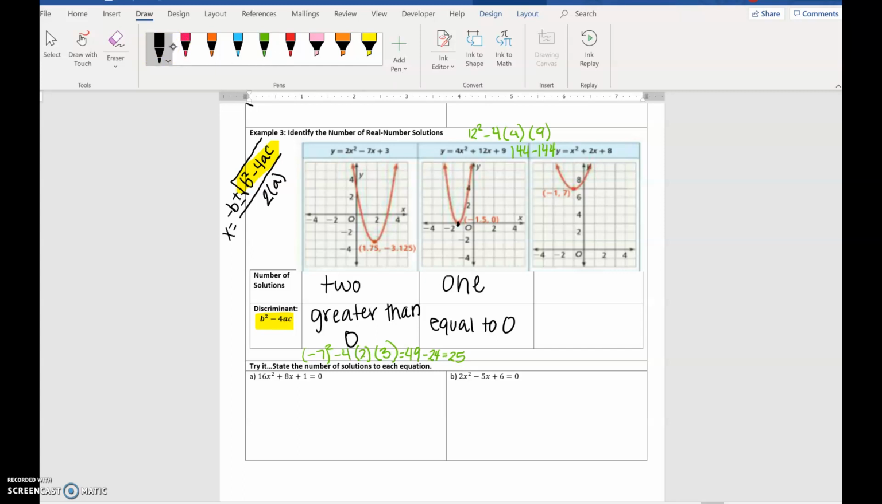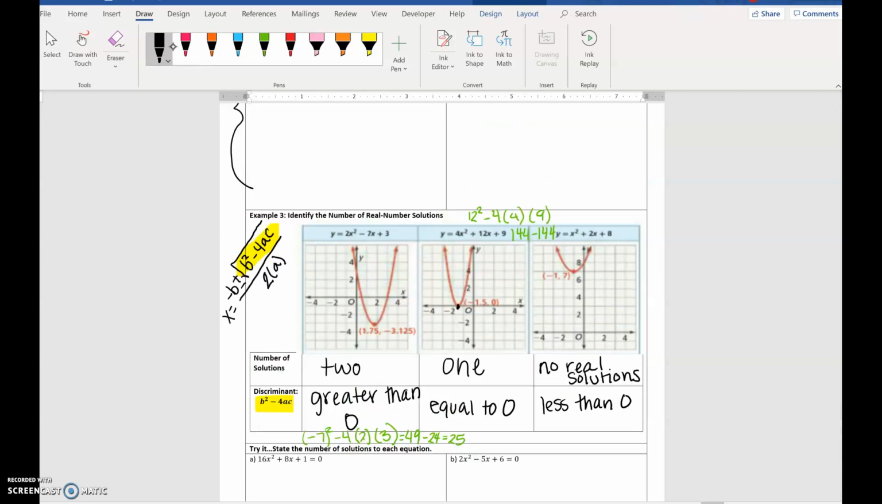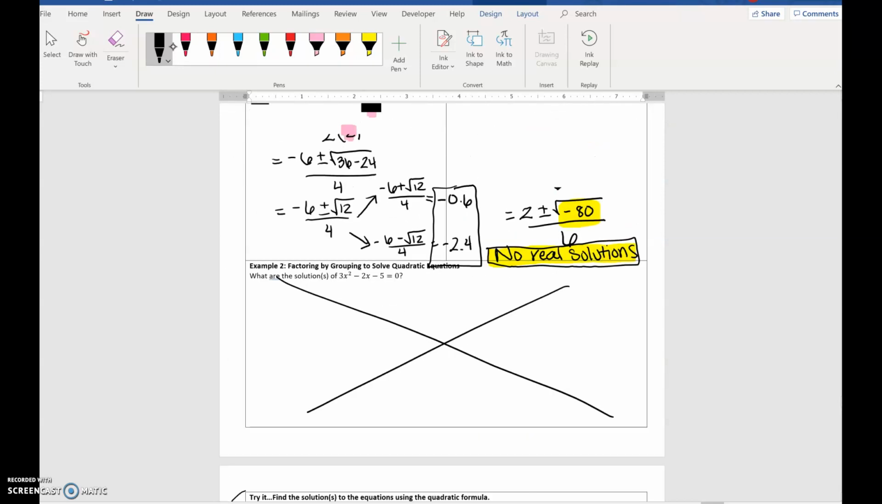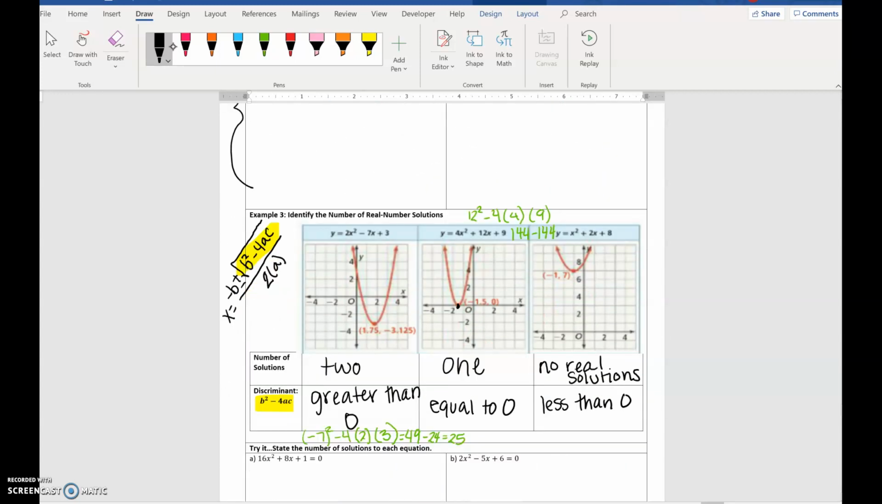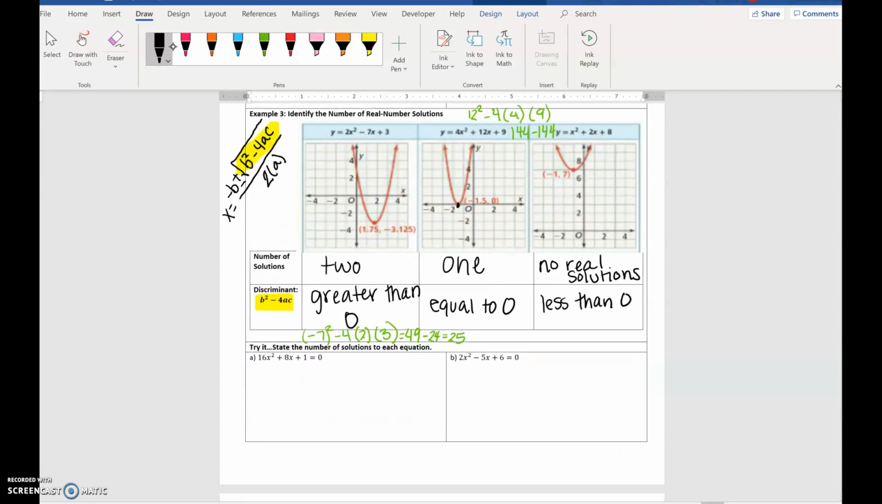And then this one over here is what we kind of saw up above. If it does not touch the x-axis at all, there are no real solutions. And that is when it is less than 0. And we saw that up above when we were just looking at it up here. So we had a negative number, so it was less than 0. So then there were no real solutions.